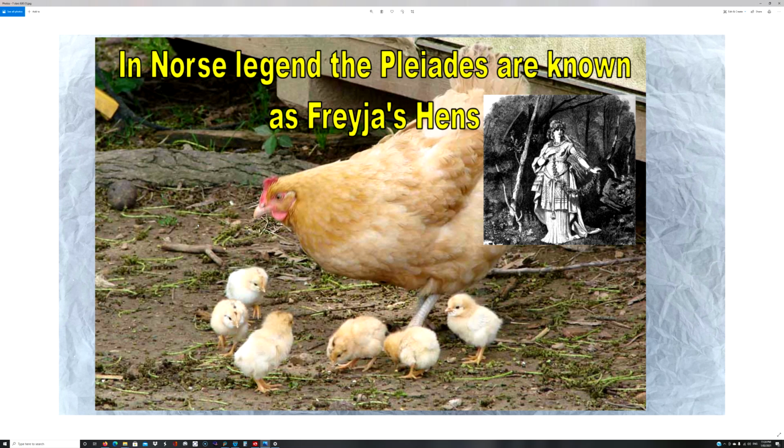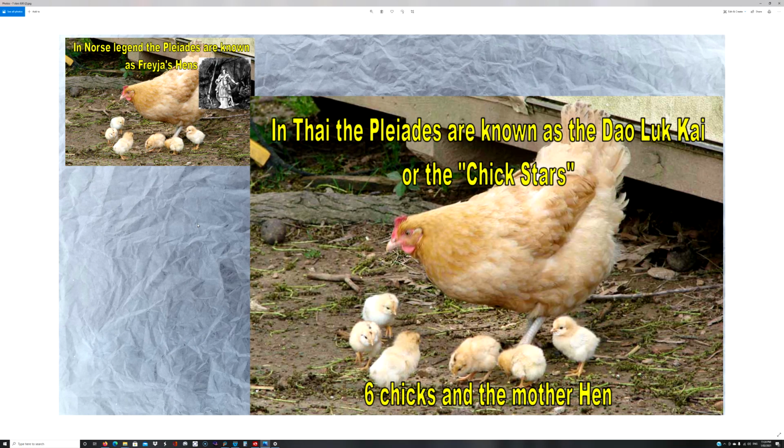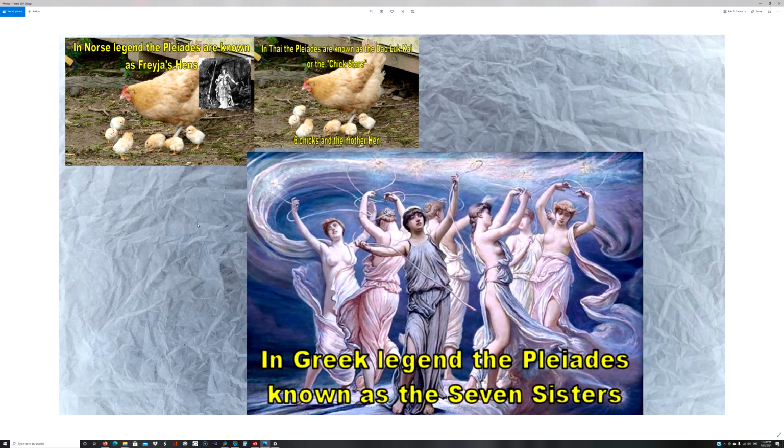Again, it's because they're so bright, and anyone, especially maritime people, noticed them. In Norse legend, the Pleiades are known as Freya, the goddess, and her hens. In Thai tradition, the Pleiades are known as the chick stars, so 6 chicks and the mother hen. In Greek legend, the Pleiades are known as the 7 sisters. Now, this is a modern figure. Also I should mention, someone just pointed out earlier, in the Hindu Manu flood legend, there are also the 7 sages who had the 7 wives, or 7 sisters as well.